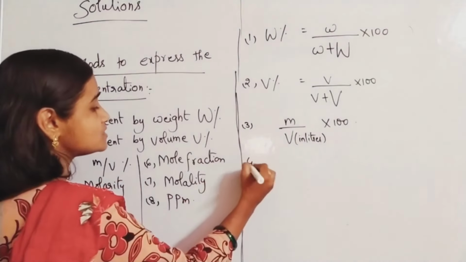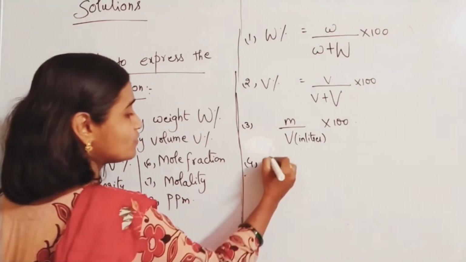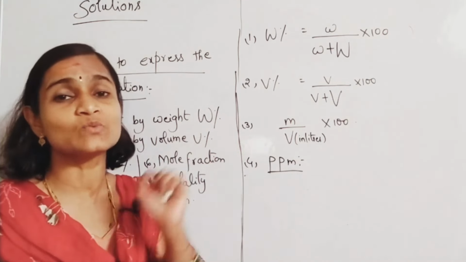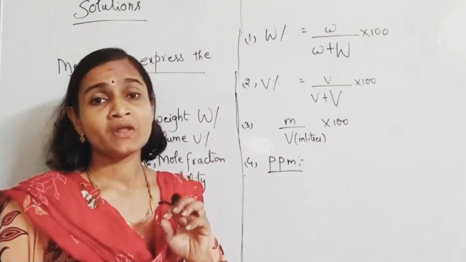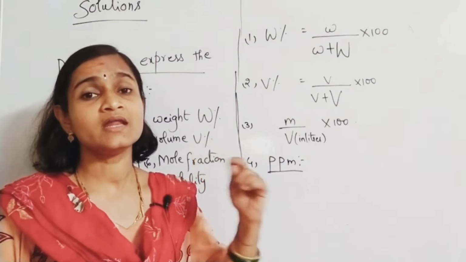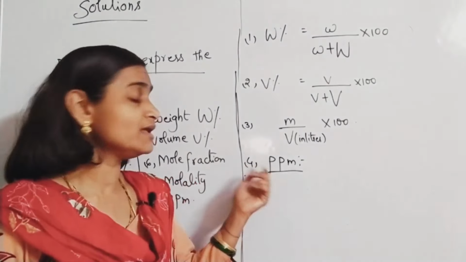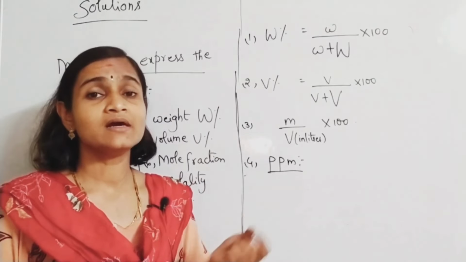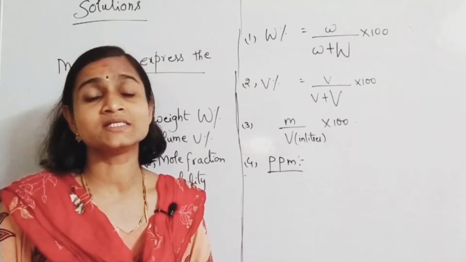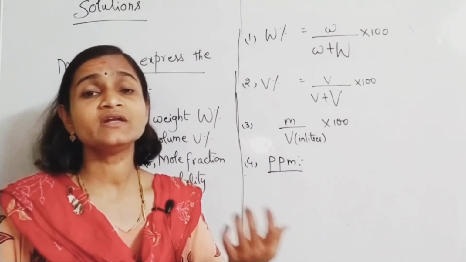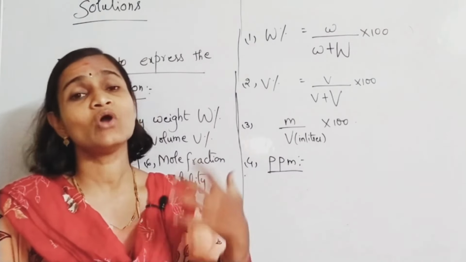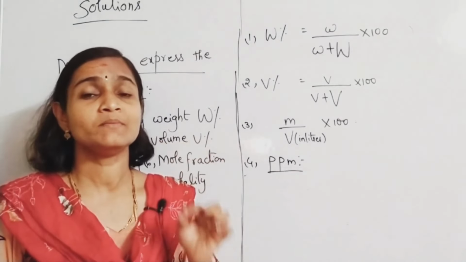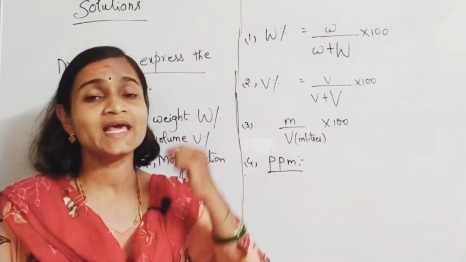Okay, let us do the fourth one. I'm talking about ppm, which means parts per million. If the solute is present in trace quantities, very small quantity, then the concentration can be expressed in ppm. Like you have many salts dissolved in seawater. In seawater you find not only sodium chloride, many salts are dissolved in trace quantities, meaning very small quantities.